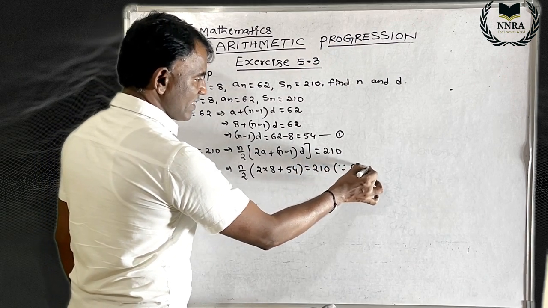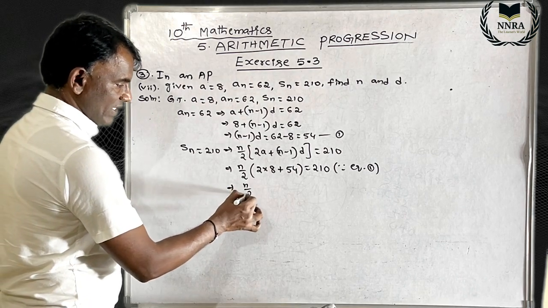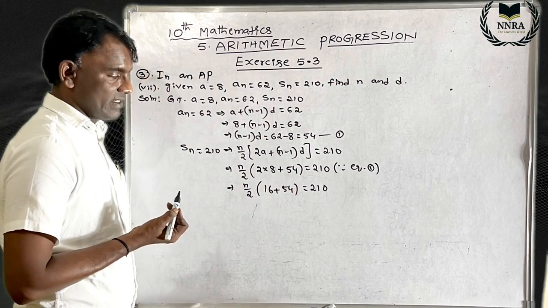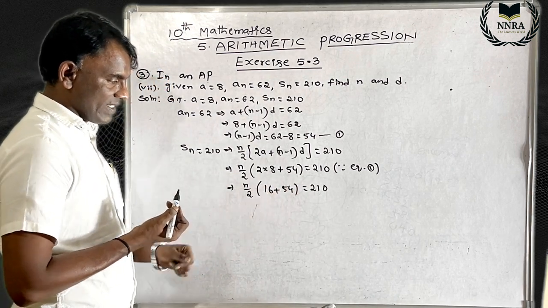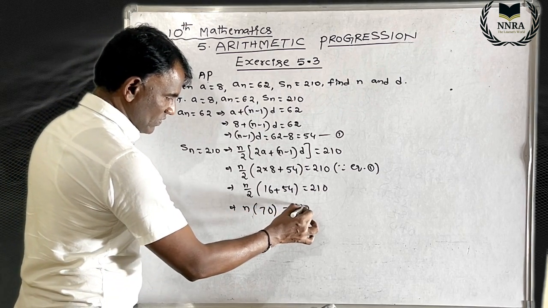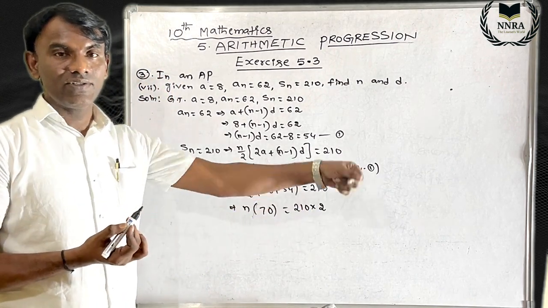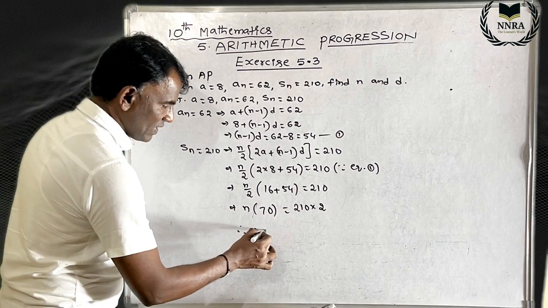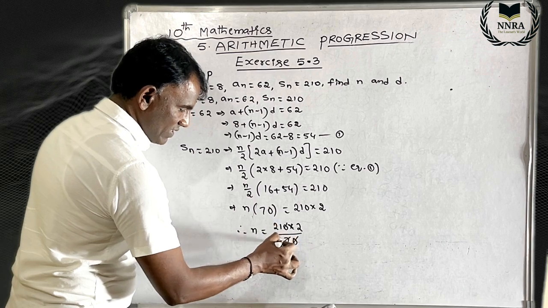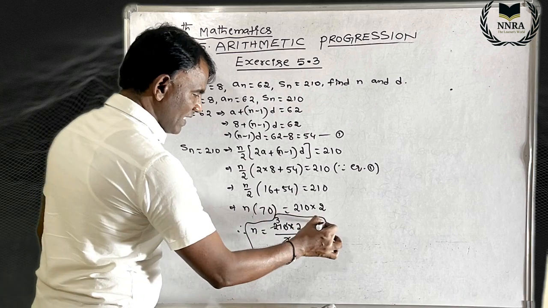In brackets is equation number 1. Then how to write it? So here n by 2, 16 plus 54 equal to 210, right? So 54 plus 16 is 70. So n into 70 equal to 210 into 2, right? It is by 2. If you write that side, it will go to numerator. Then again write n value. How to write it? 210 into 2 divided by 70. 7 3s are 21. Then 3 2s are 6. This is the value of n, right?